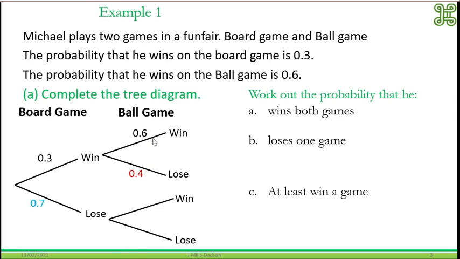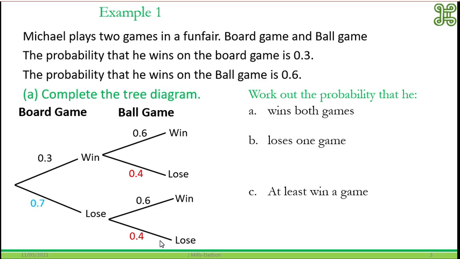Now don't confuse yourself as to why we have 2 of these, because there's a condition. The condition here is that on this branch you've already won board game, so you can still win ball game or lose ball game. Here we repeat it because we are assuming that if you've lost board game, you can win ball game or you can lose ball game. That's why it's like this. Thus, you need to understand that these two will be the same.